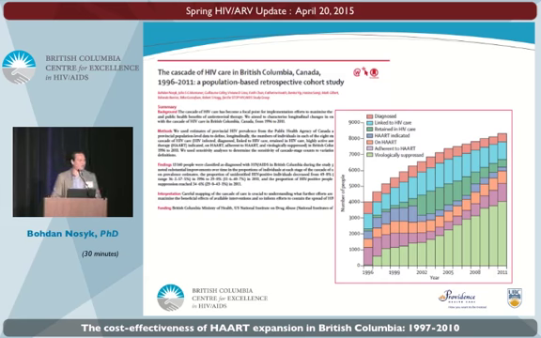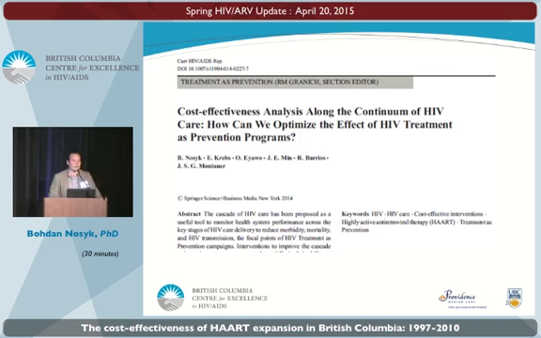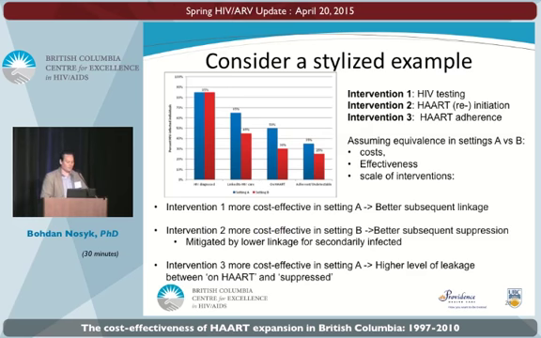However, it's a bit more complex than that. So we thought about this a little more carefully, and we're now refocusing on establishing the cost effectiveness of different interventions along the continuum of HIV care. And we published this paper earlier in 2014, which was really a review of the literature of the cost effectiveness of interventions along the cascade of care. And it's pretty sparse at this point. So to drive home the point of this paper, we consider a stylized example.